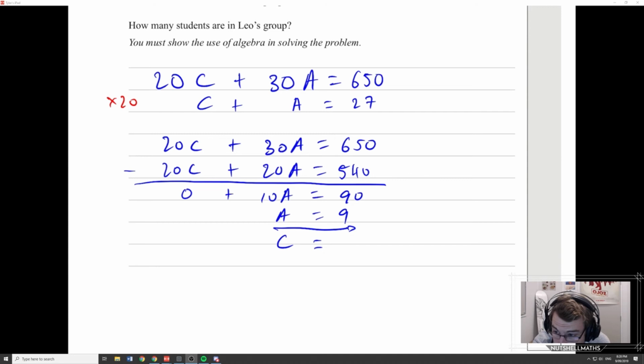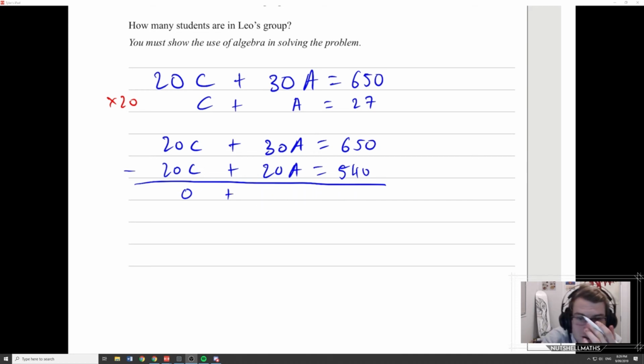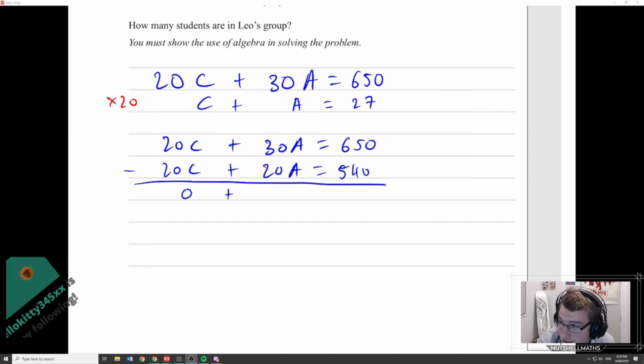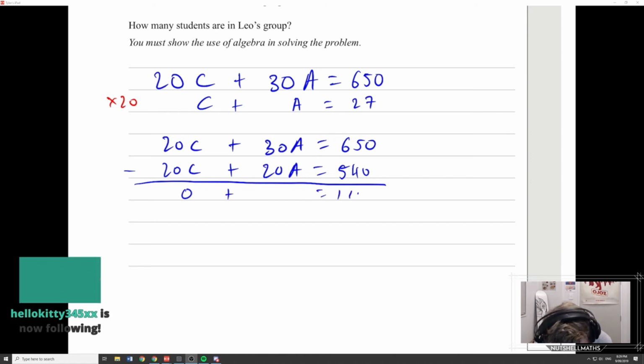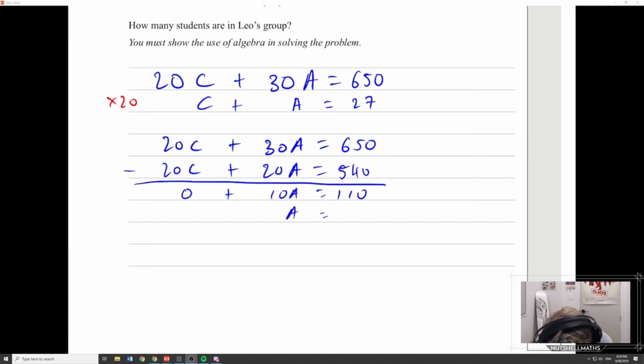the total is 27, then you've got to get... Not 110, 90. No, it is 110. Oh, you're right. I looked at it, I did it the other way around. I did 540 minus 650 in my head. Whew. Right. So this is 110. That's 10, which means the number of adults is 11. Quick maths.